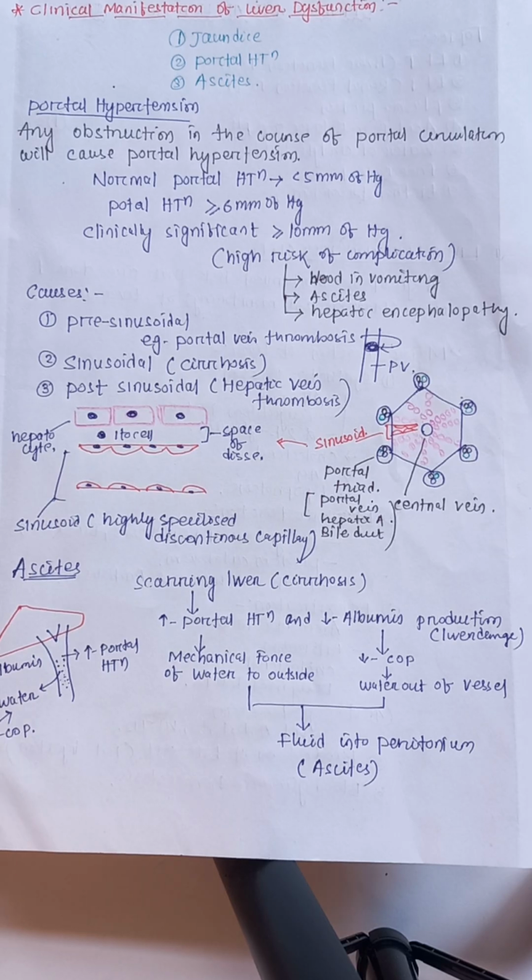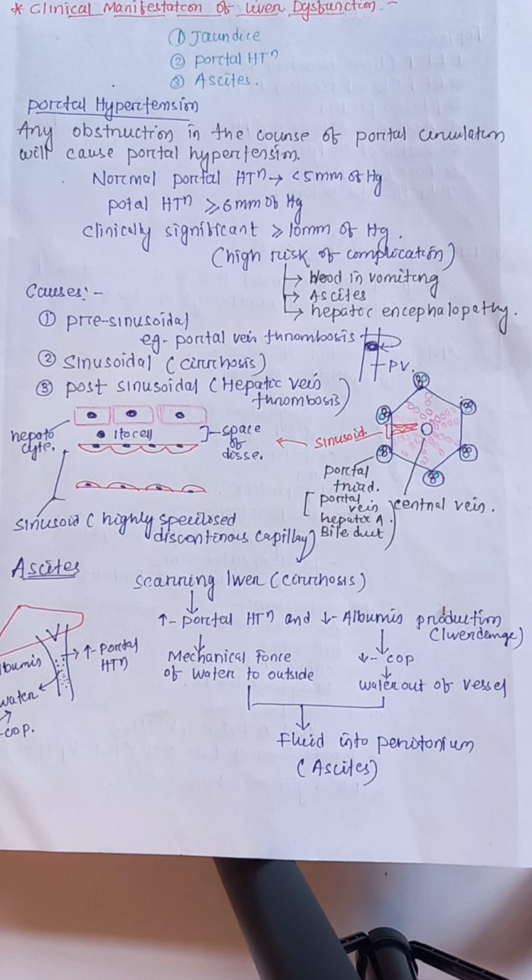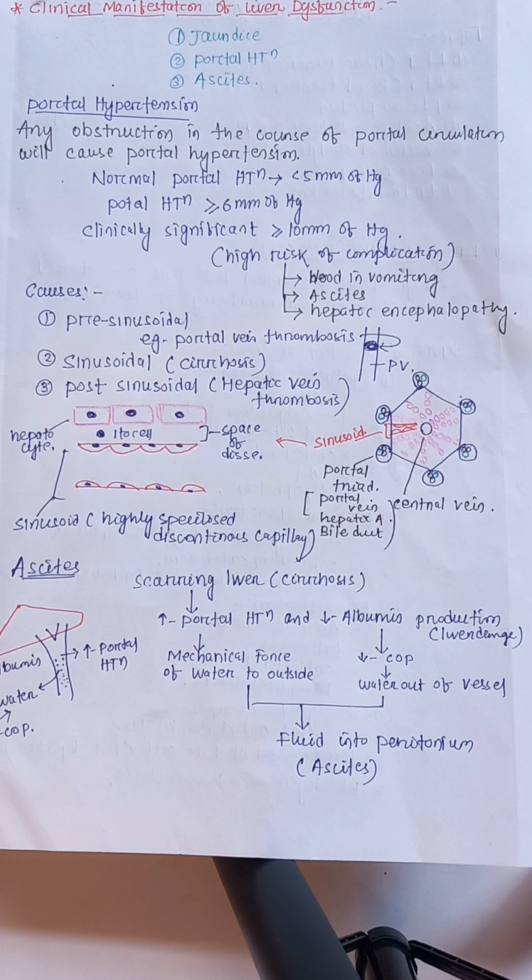The cause may be of three types: pre-sinusoidal, sinusoidal, and post-sinusoidal. Listen, sinusoid is nothing but the capillary of the liver. So if there is any problem in the liver capillary, that is sinusoidal. If there is any problem before the capillary, that is in the portal vein, it is pre-sinusoidal. And post-sinusoidal is a hepatic vein problem. These are the three regions for portal hypertension.